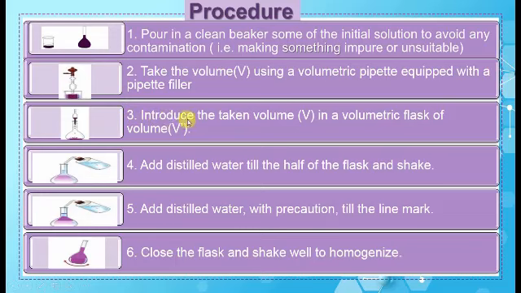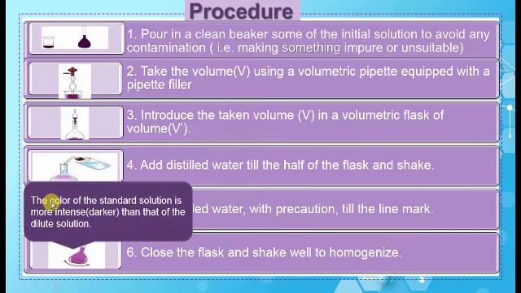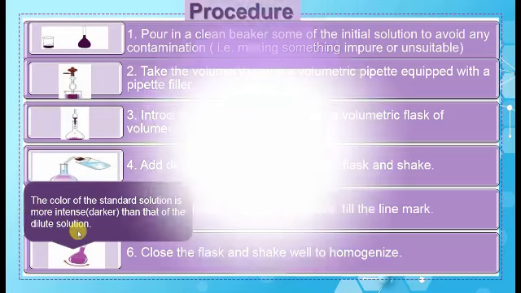Step number 3, introduce the taken volume V in a volumetric flask of volume V prime. Step number 4, add distilled water till the half of the flask and shake. Step number 5, add distilled water with precaution till the line mark. This is the line mark. Step number 6, close the flask and shake well to homogenize. Don't forget that the color of the standard solution is more intense, darker than that of the dilute solution.